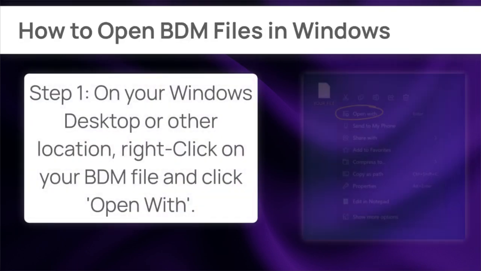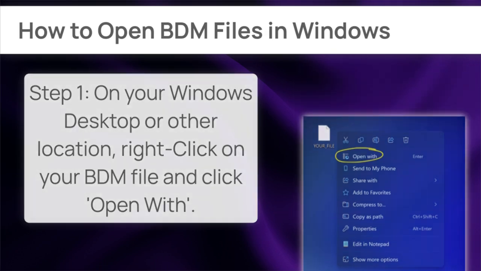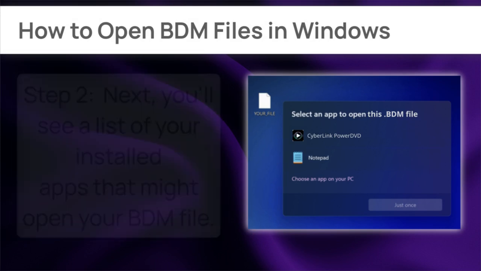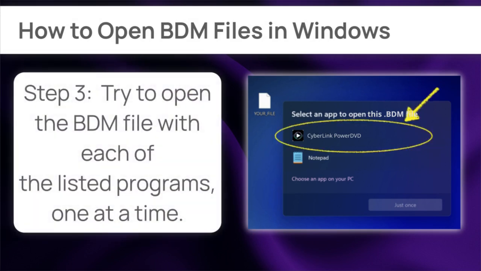The solution begins by systematically testing the programs. Right-click the BDM file and choose Open With. Use Cyberlink PowerDVD as your first choice. If it fails, select another program. Be methodical in your testing.